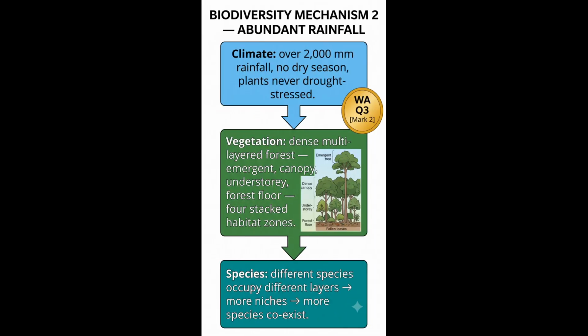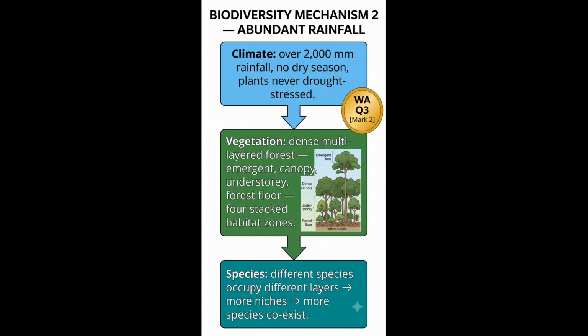Mechanism 2, abundant rainfall. The climate feature, over 2,000 millimeters of rainfall annually, falling throughout the year. Plants never experience drought stress. Water is always available. Trace the mechanism. With continuous water supply, dense, multi-layered vegetation develops. The emergent trees at the top, the canopy below, the understory beneath that, and the forest floor at the bottom. 4 completely distinct habitat zones, stacked vertically within the same small area.